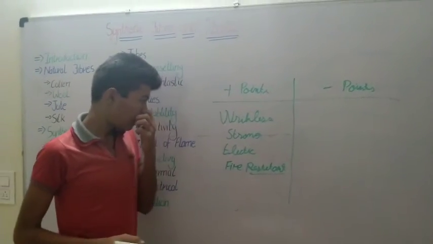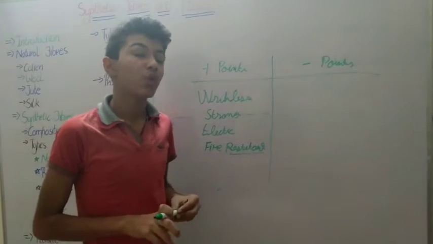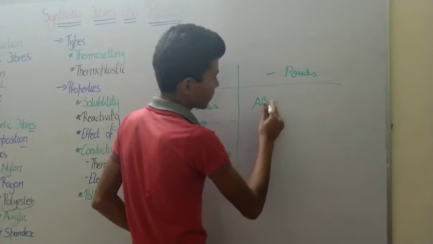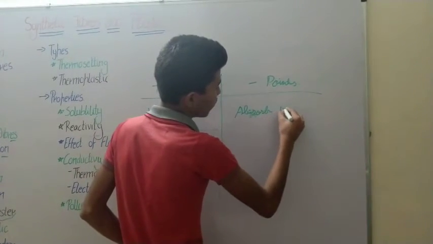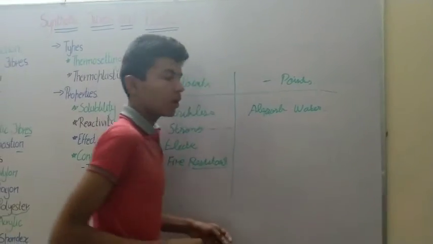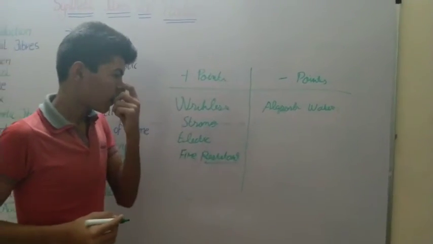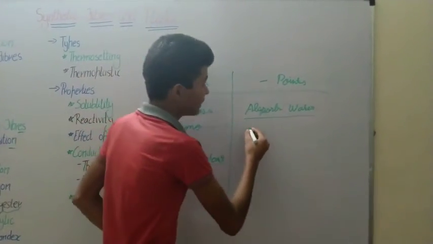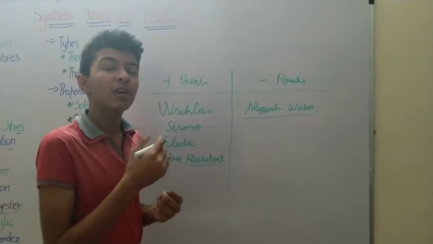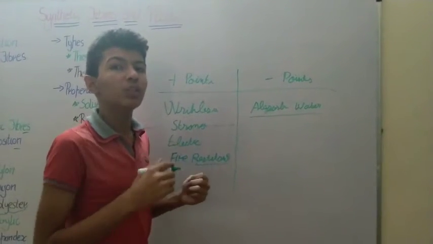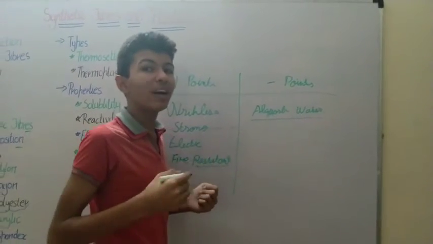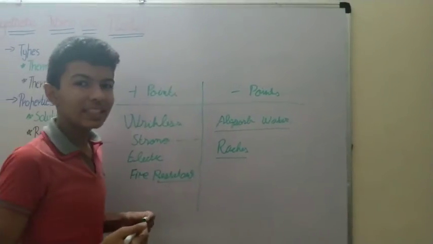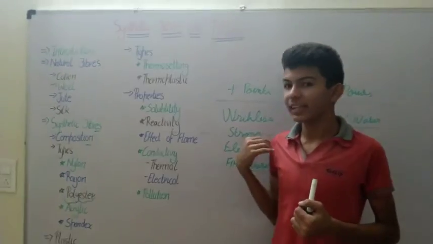Fire resistant. And the minus points of these are that they do not absorb water. They do not absorb water, and sometimes they are not that comfortable to our skin. They may provide rashes to the person. So these are the advantages and the disadvantages of the synthetic fibers.